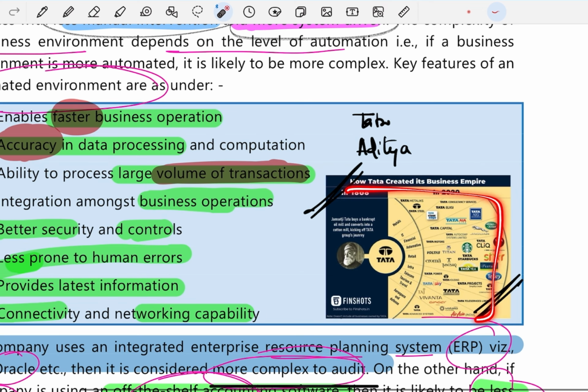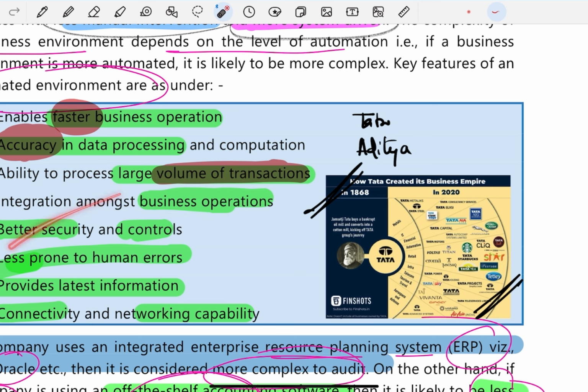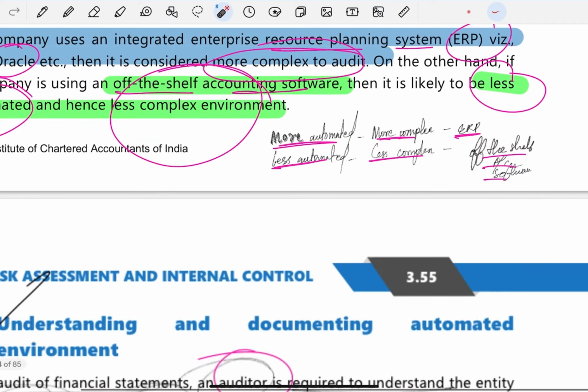So basically, because of the automated environment, it's able to carry on its business fast. There is accuracy in data processing, large volume of transactions, integration amongst business operations. It has different businesses, and all the businesses are being integrated because of the automated environment. There is better security and control. It is less prone to human error. It provides the latest information, and also there is connectivity and networking capability.